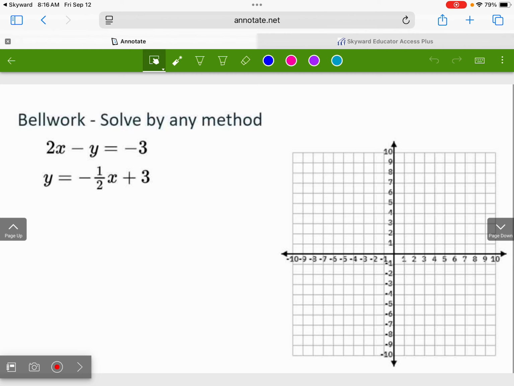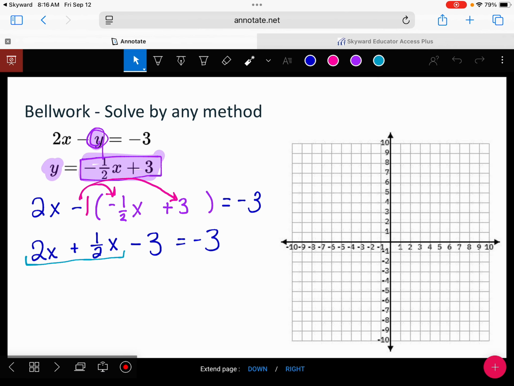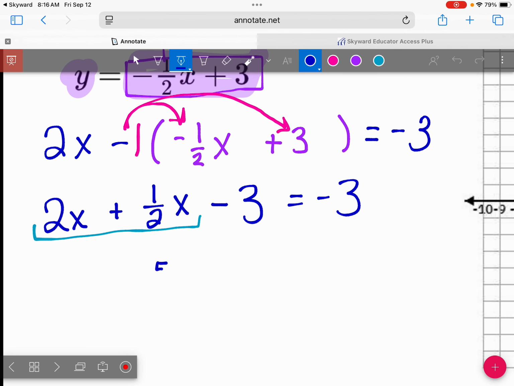if I switch the page over to the calculator, if I put it in as fractions, 2 plus 1/2, I get 5/2 from the calculator. If I hit the little 2 arrows, it'll switch it to a decimal. So you can do it either way. I can either do it as a decimal or I can do it as a fraction. So I tend to go more fraction style. 5/2 x minus 3 equals minus 3. But you can absolutely use 2.5 if you look at fractions and go, ew, gross.